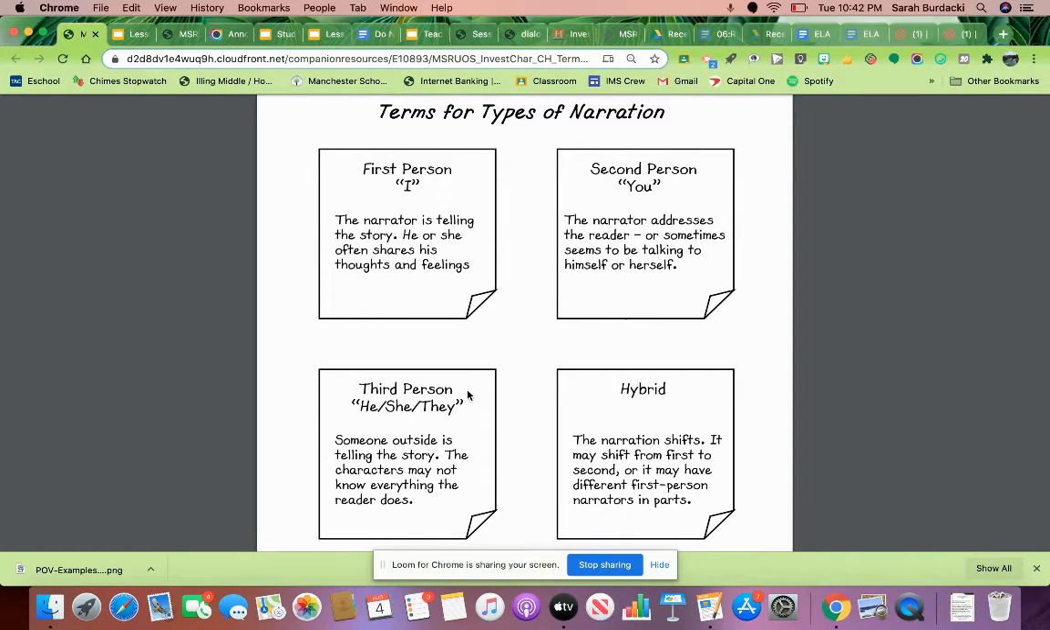Next, we have third person point of view using the pronouns he, she, they, and also it. Someone outside is telling the story. The characters may not know everything the reader does. I want you to remember that the characters' names are also used with third person. It's not just these pronouns. And the last narrative point of view is a hybrid. The narration shifts. It may shift from first to second person, or it may have different first person narrators in different parts.